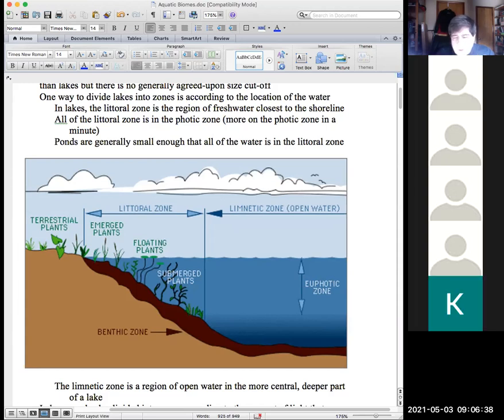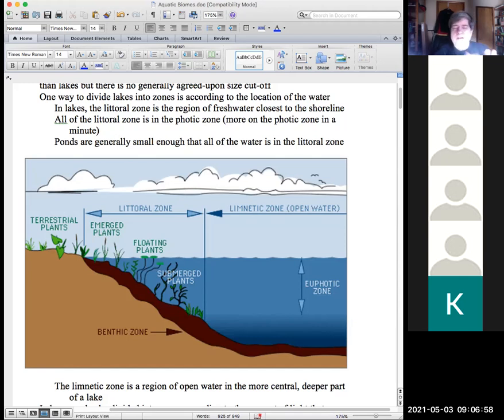So we have 2 freshwater biomes. We have the rivers and streams, the lakes and ponds. We also have a seawater or saltwater biome, oceans and seas. And the oceans and seas aren't typically subdivided any further.